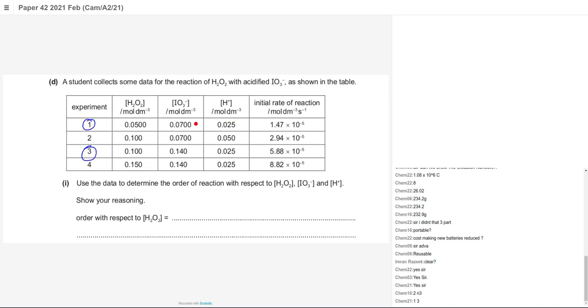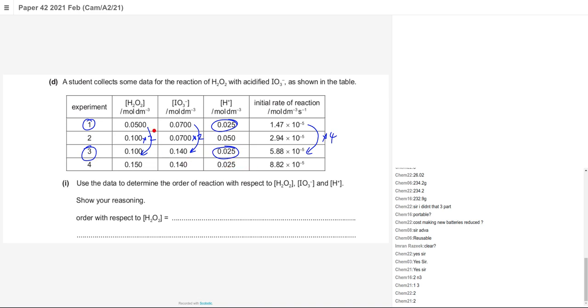Why? Because in 1 and 3, you are doubling the concentration of IO3 minus, keeping H plus constant, and simultaneously you double the concentration of H2O2 as well. See what has happened to the rate. Let's check again: 5.88 divided by 1.47. The rate is increased by 4 times. Increased by 4 times. Right?